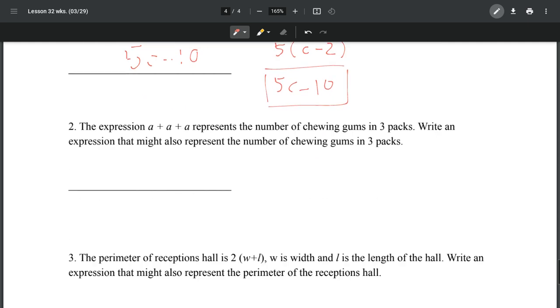How about number 2? The expression A plus A plus A represents the number of chewing gums in 3 packs. Write an expression that might also represent the number of chewing gums in 3 packs. Okay, so again, what we're doing is looking for the expression that is equivalent to A plus A plus A. Okay, and so that's 3A, right? So that's it. That's our answer.